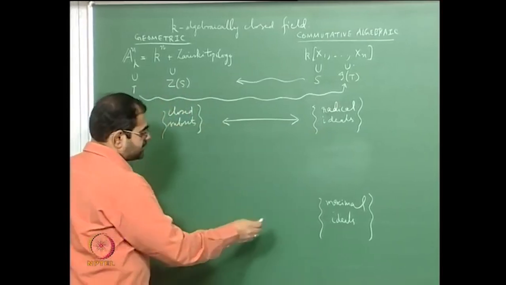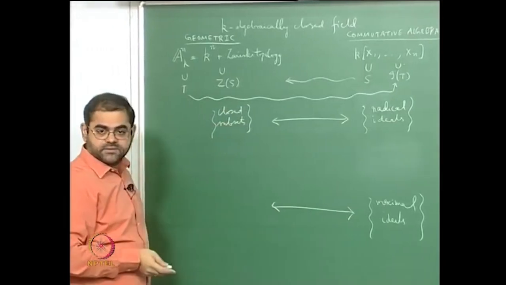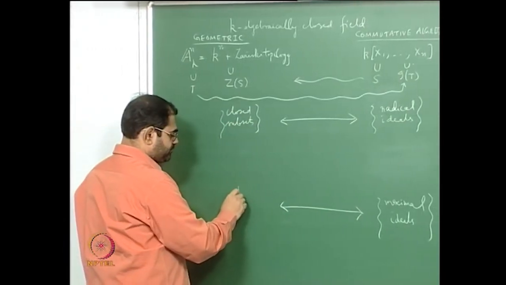And under this bijective correspondence it goes to the smallest possible closed subsets, which are actually the points.